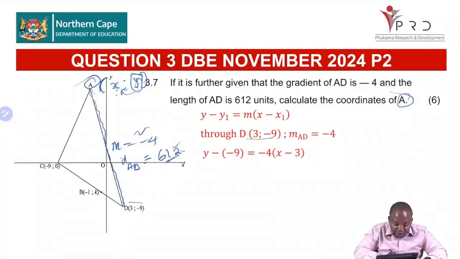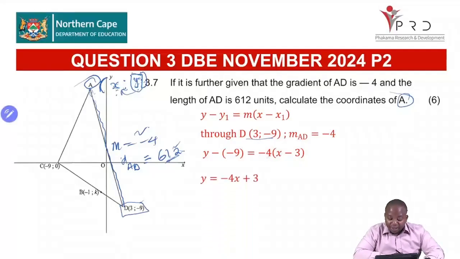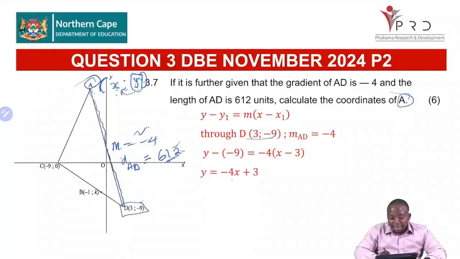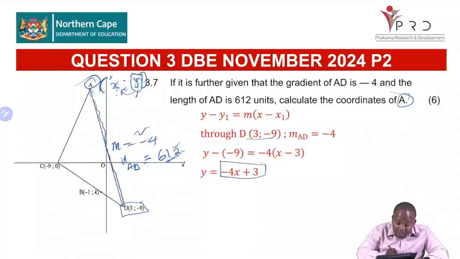My equation of dA is going to pass through D. So I'm going to substitute D is 3 and negative 9, and m we're told already was negative 4. Then in my equation I have y minus the y value of D, which is negative 9, is equal to m, the gradient, times x minus 3. Then our equation is y equals negative 4x plus 3. And I can now see that in the space of y, I can have my coordinates of A as x, and instead of y, I'm going to say negative 4x plus 3.